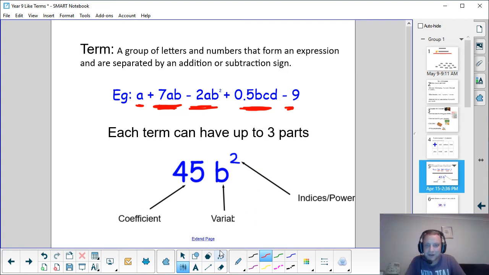And any term can have 3 parts. So this is going to be one of the words to look out for. The coefficient will be the number in front of it. The variable is the letter. We try not to call them letters. We do call them variables in maths. And some of them you'll see have powers as well, or indices. So we'll be dealing with powers a lot more down the track. So that's our term, broken up into a coefficient, a variable, and maybe a power as well.